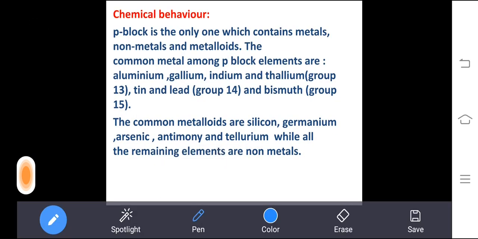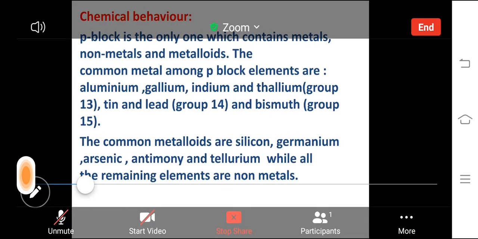Chemical behavior. The P block is the only block which contains metals, non-metals and metalloids. The common metals among the P block elements are aluminum, gallium, indium, thallium, tin, lead and bismuth. The common metalloids, as we already discussed in the starting section, are silicon, germanium, arsenic, antimony and tellurium, while the other remaining elements are non-metals.